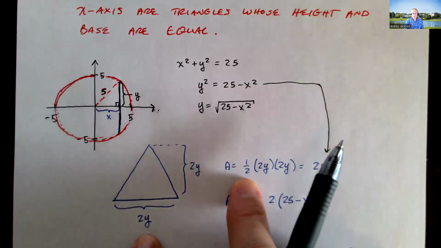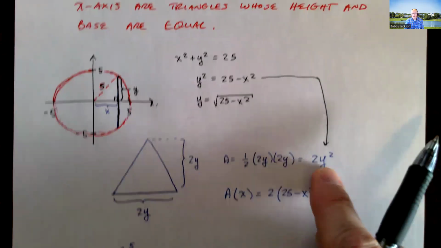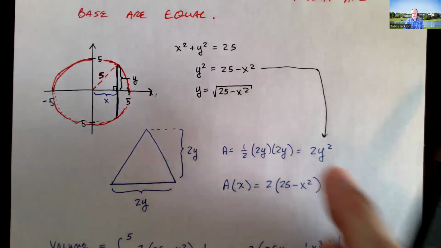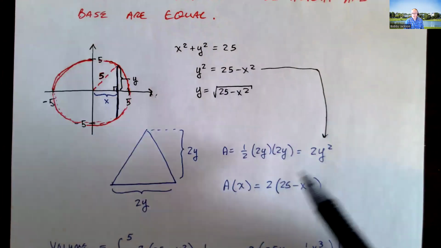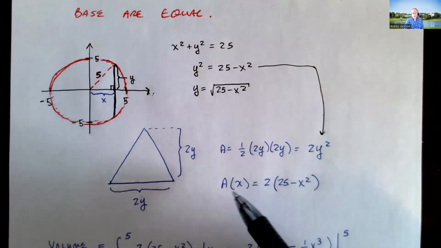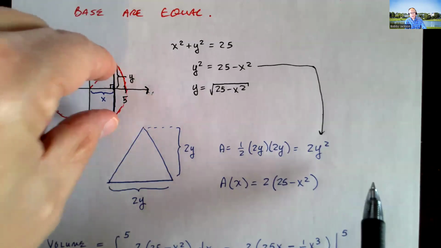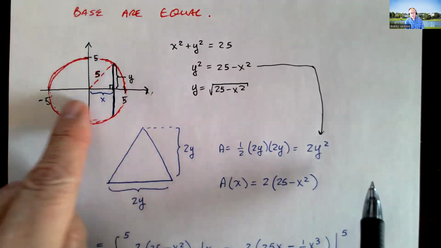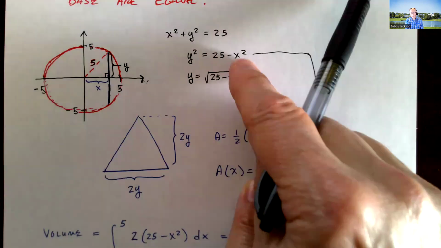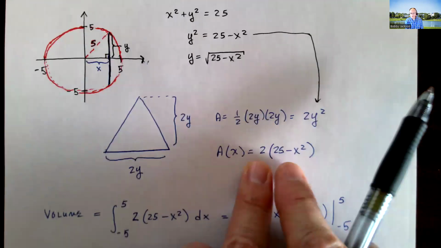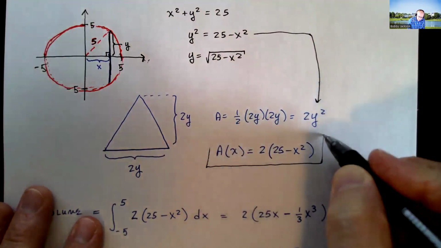And so what's the area of this triangle? It's 1/2 the base times the height, which if I multiply that out gives me 2y squared. Well, I know that y squared is equal to 25 minus x squared. And so if I replace that for y, I get my cross-sectional area of this triangle. Slide it back in, that triangle, as x varies from -5 to 5, that cross-sectional area is 2 times y squared, which is 25 minus x squared. So here's our cross-sectional area.